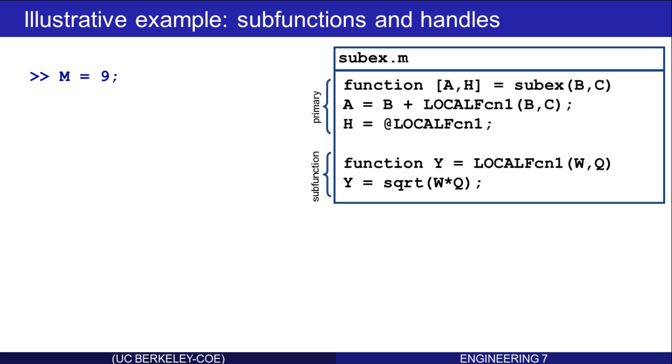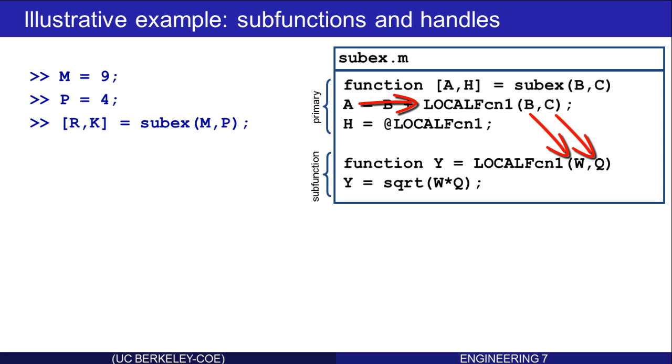Now let's see how execution would work from, for example, the Matlab workspace. Assign 9 to a variable m, assign 4 to a variable p, and make the call to subx. Let's trace through what happens. 9 and 4 get passed as copies to b and c. On the second line, there's a call to local function 1, passing the numbers 9 and 4. That will return the square root of 36, which is 6, which is subsequently added to 9. Therefore, a takes on the value 15. Then, h is a function handle to the subfunction, and that's returned. So on return, r will be the number 15, and k should be a function handle.